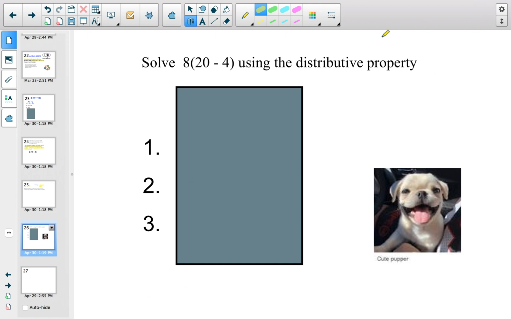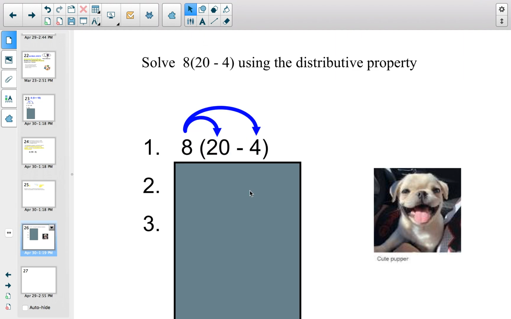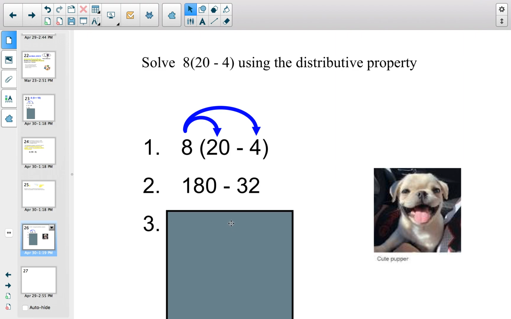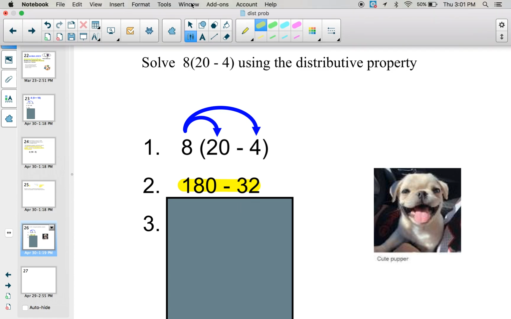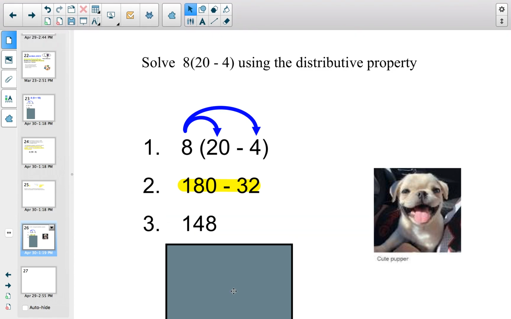Okay, so following pretty much the same exact steps, but the only thing we're doing is we would subtract these products. Okay, so we would distribute the 8 to the 20 and the 4. Well, 8 times 20, we're going to get 160. 8 times 4, we're going to get 32. So now the problem just becomes 160 minus 32. So 160 minus 32, we would get 128. And 128 is your answer.